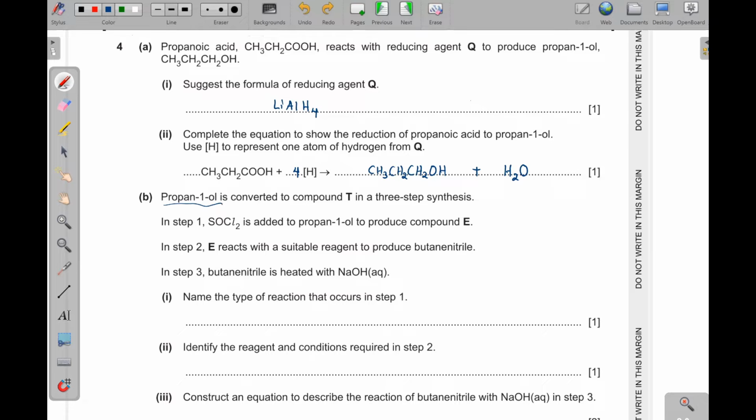Then part B. Propan-1-ol is converted to compound T in a 3-step synthesis. In step 1, thionyl chloride is added to propan-1-ol to produce compound E. That is a substitution reaction. So E here is going to be CH3CH2CH2, and we are going to replace the OH with a Cl. Let me show you that in the book.